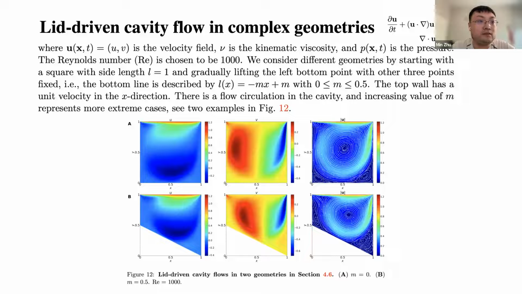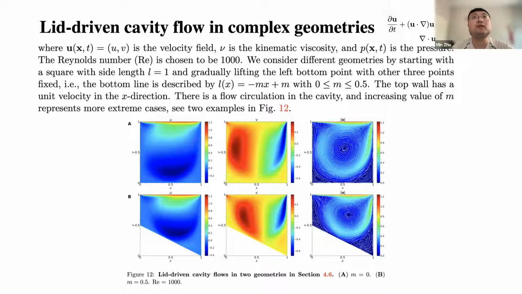The last example is the lid-driven cavity flow in complex geometries. And here are the equations, where U is the velocity field, V is the kinematic viscosity, and P is the pressure. The Reynolds number, Re, is chosen to be 1000.